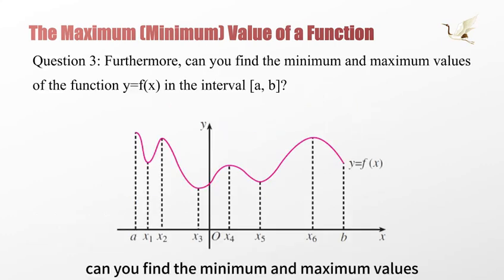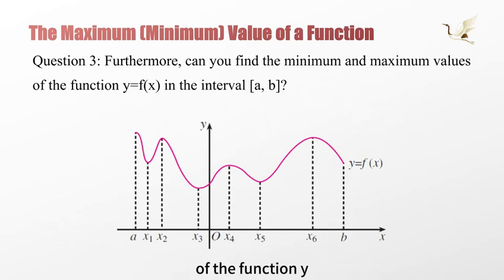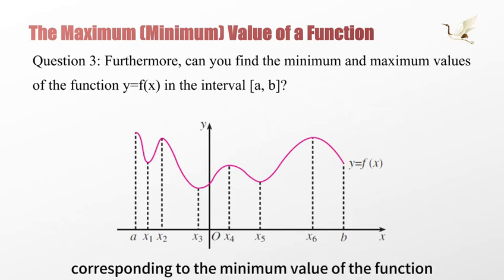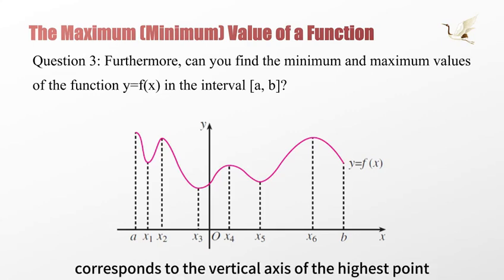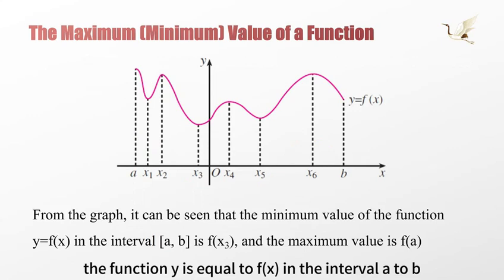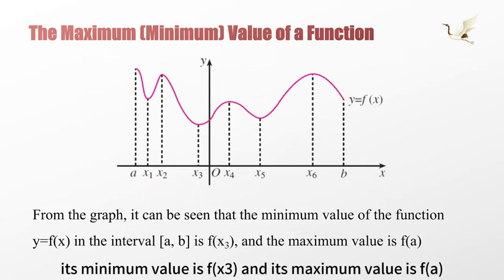Can you find the minimum and maximum values of the function y = f(x) in the interval a to b? The minimum value of the function corresponds to the vertical coordinate of the lowest point of the function graph, and the maximum value corresponds to the vertical coordinate of the highest point in the graph. Therefore, we can see from the graph that, in the interval a to b, the function's minimum value is f(x3) and its maximum value is f(a).